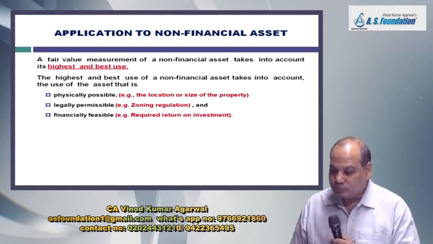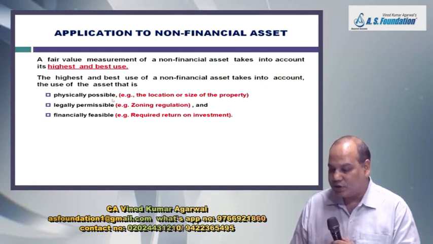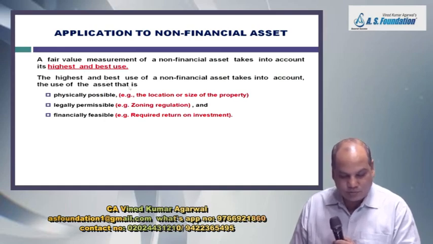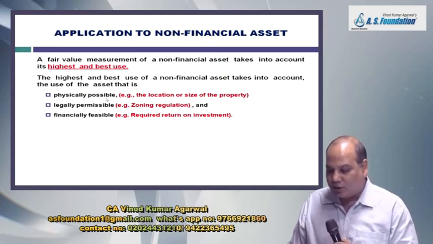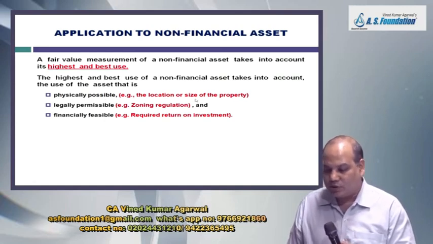The highest and the best use of a non-financial asset takes into account the use of the asset that is physically possible. So first, if you are considering highest and best use, then consider what is physically possible, that is the location or the size of property, where it is located. What is the size of the property?